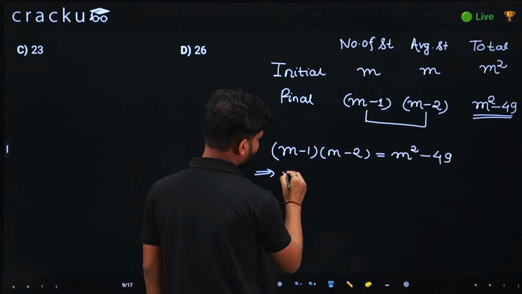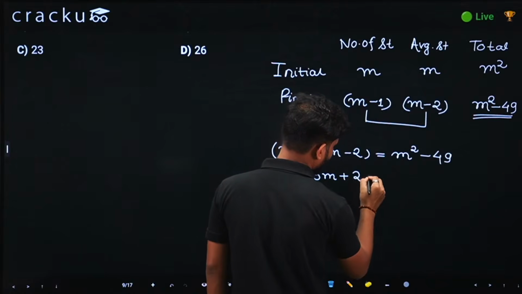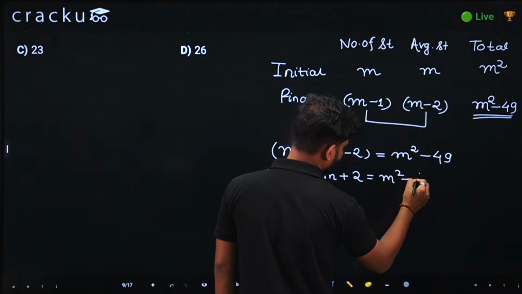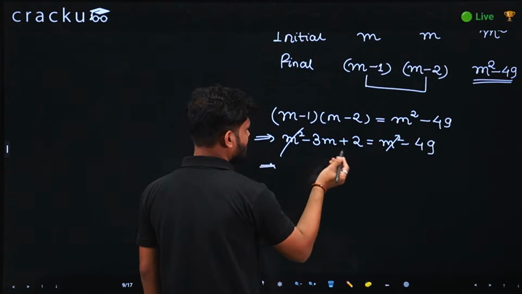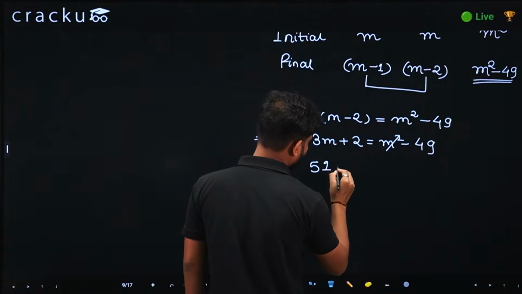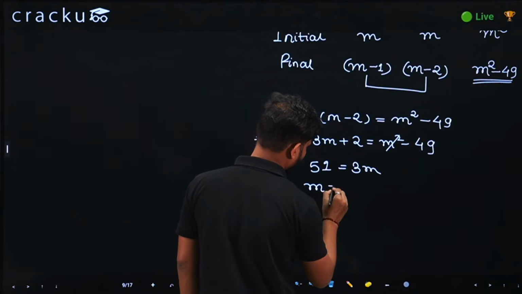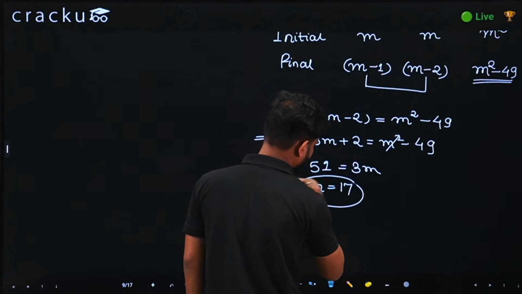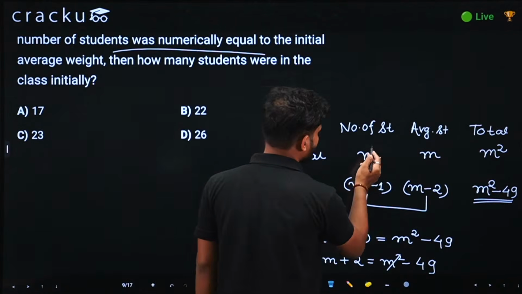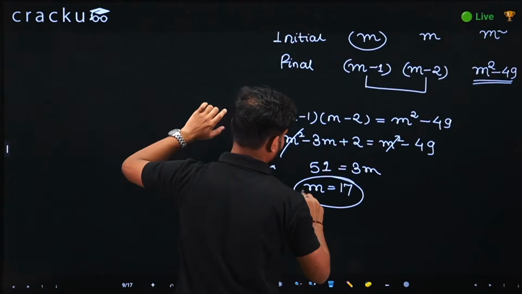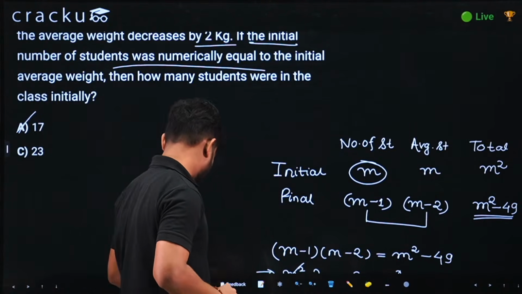If you expand this, you will get m square minus 3m plus 2 is equal to m square minus 49. So this m square will get cancelled. If you take 49 to this side, it will become 51, and it will be 3m here. From here you get m equal to 51 by 3, which is 17, right? And what are we asked? We are asked how many students were there in the class initially. There were m students and m is equal to 17. So the answer to this question is option A, 17.